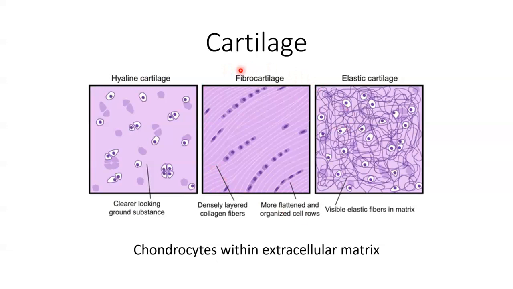Our fibrocartilage is more dense, and its function is to resist compressive forces. So think about the meniscus between the bones at the knee joint. They need to resist a lot of force from the tibia and the femur kind of butting into each other. We then have our elastic cartilage, and as the name suggests, it needs to have a degree of stretch or flexibility.